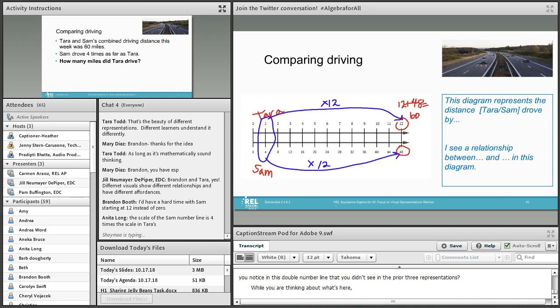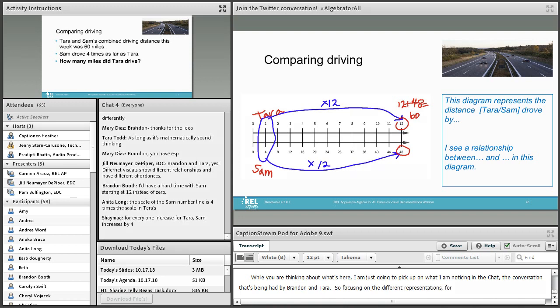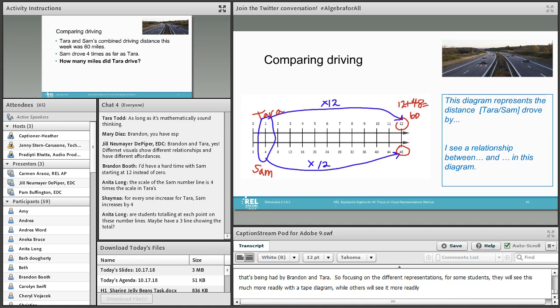While you're thinking about what's here, I'm going to just pick up on what I'm noticing in the chat, the conversation that's being had by Brandon and Tara. So focusing on these different representations, for some students, they will see this much more readily with a tape diagram, while others will see it more readily as a linear or on a number line type of relationship.